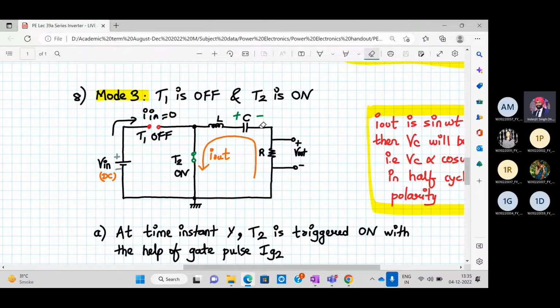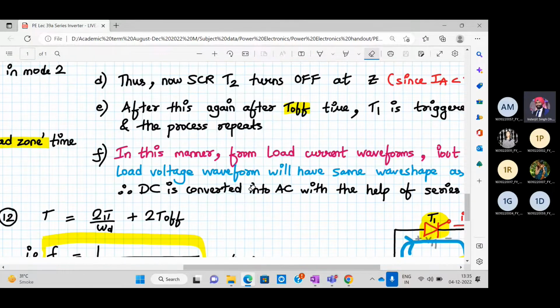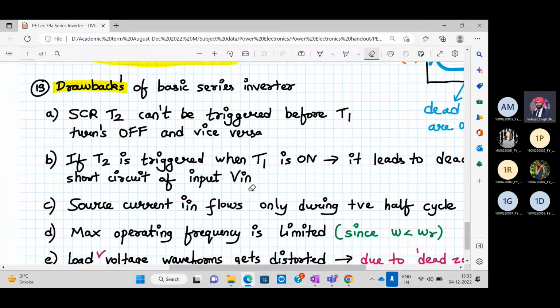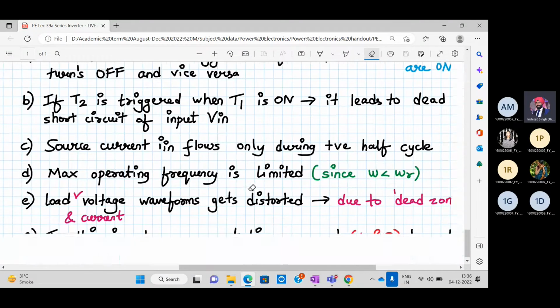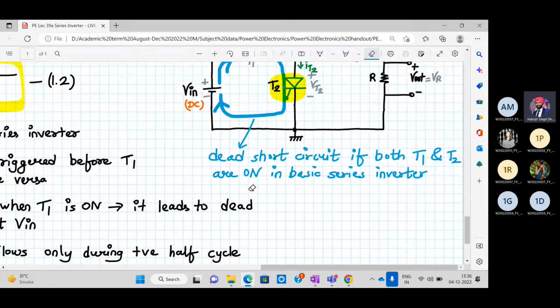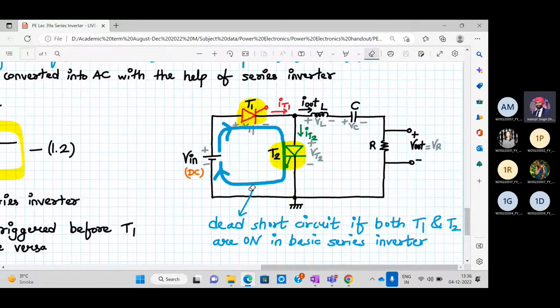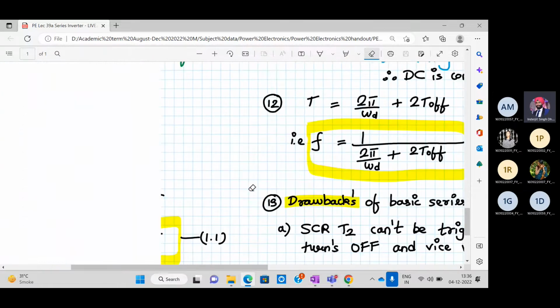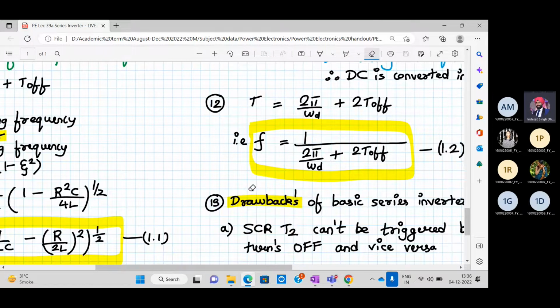So this, in short, is the working, the waveforms and the basic equations for a basic series inverter along with the drawbacks. Now I'll wait for your questions. If you have any question you can ask, or else we can proceed. I hope you have noted down these equations because they will be required in the numerical, which we are going to solve next.